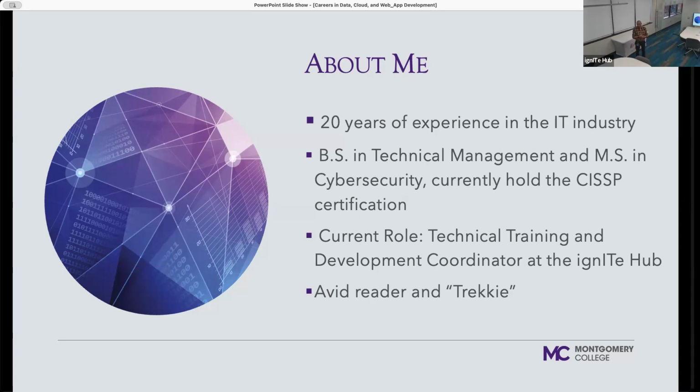I have a bachelor's degree in technical management with a concentration in business information systems and a master's degree in cybersecurity. I currently hold the CISSP certification. We talked about that one last week. It's a cybersecurity specific certification and is considered an advanced certification. But we're going to talk about certifications today about the three fields, okay? My current role, I am the Technical and Training Development Coordinator here at the Ignite Hub.